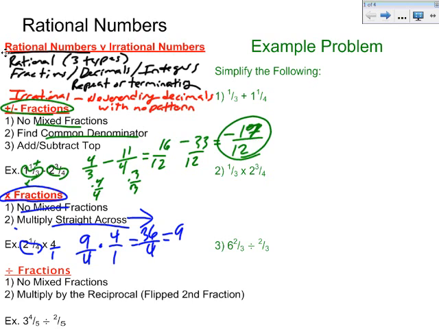Now a little trick is to simplify along the way with multiplication. So if you notice 4 and 4, you could have divided them by 4. And so you could have canceled them out and made 1 over 1 earlier. You would have gotten the same answer. 9 times 1 is also 9.